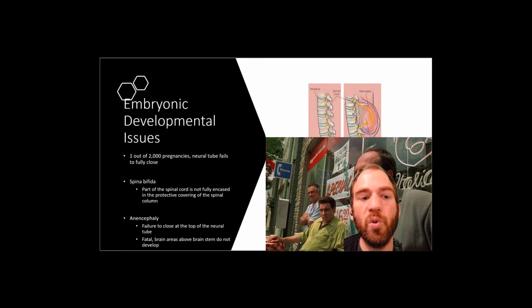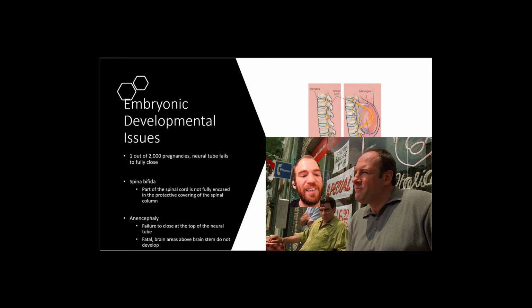Embryonic developmental issues: in one out of 2,000 pregnancies, the neural tube fails to fully close. You have spina bifida, in which part of the spinal cord is not fully encased in the protected covering of the spinal column. You have anencephaly, which is a failure to close at the top of the neural tube. It is fatal; brain areas above the brainstem do not develop. So different areas of the neural tube not closing, creating dangerous, at times fatal or lifetime developmental conditions as a result.